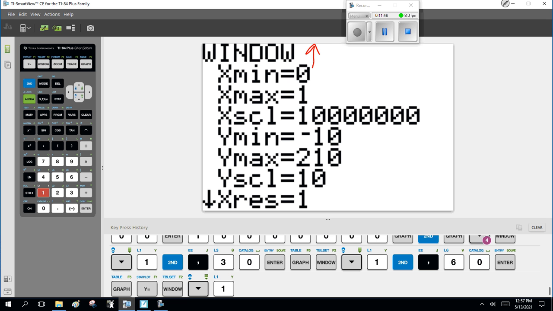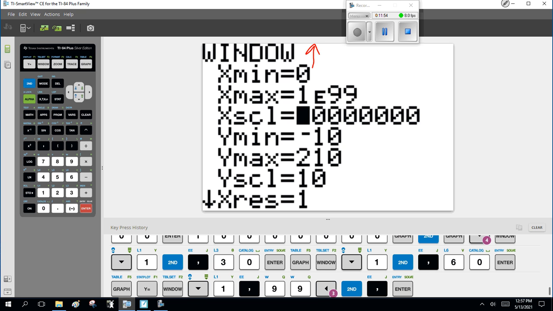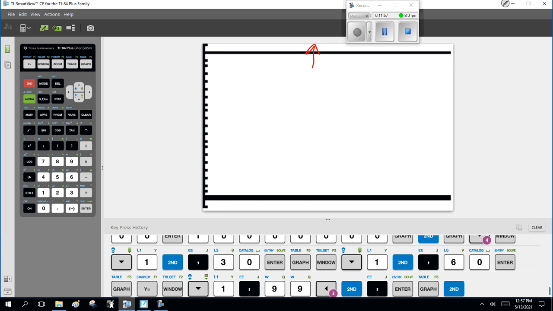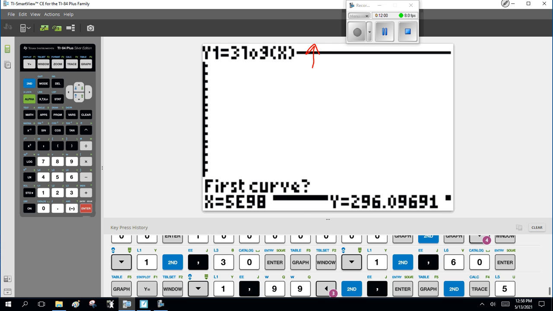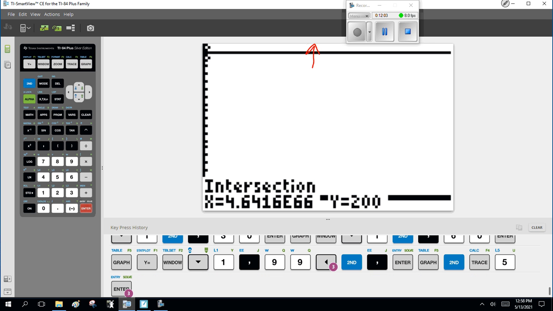Now, it's 1 exponent to the 99. Second, calculate, intersect, enter. Yes. 4.68. Okay. Now that's 4.68 times 10 to something, and it won't show me what it is because it's being cut off, which means I've got to redo the video. Anyway, get the idea, change your windows, find where they intersect. Got any questions, shoot me an email, otherwise good luck.